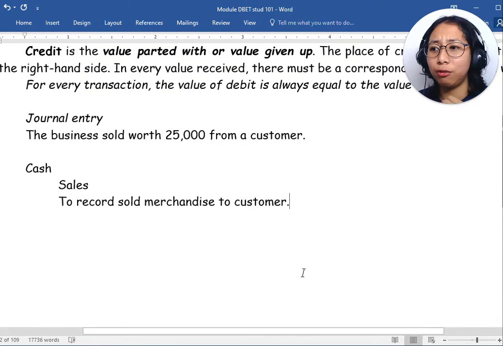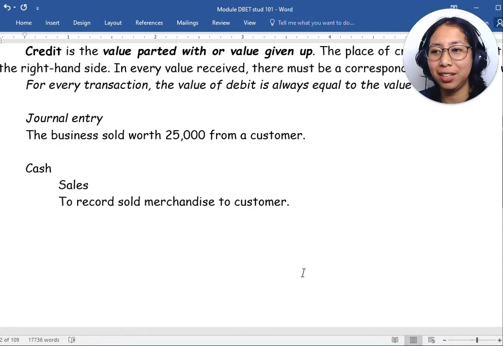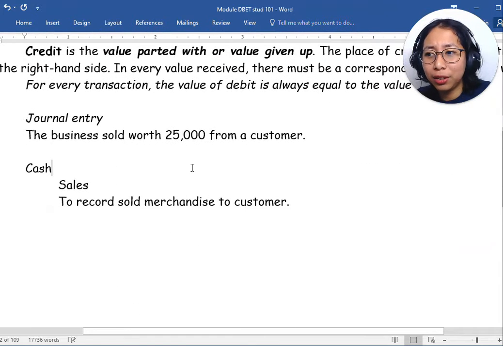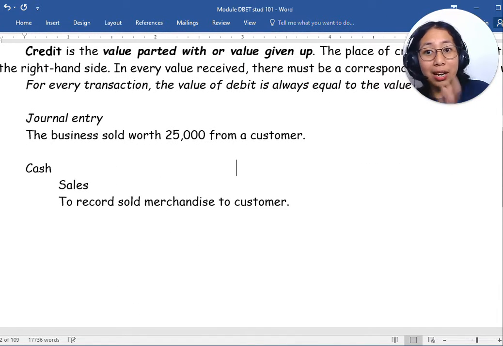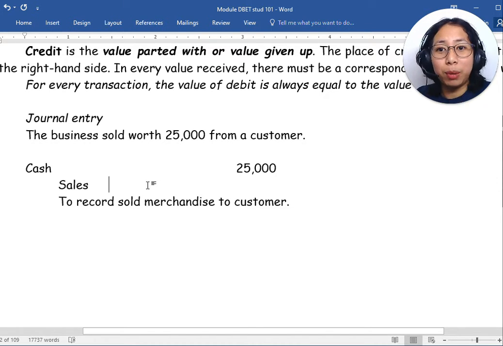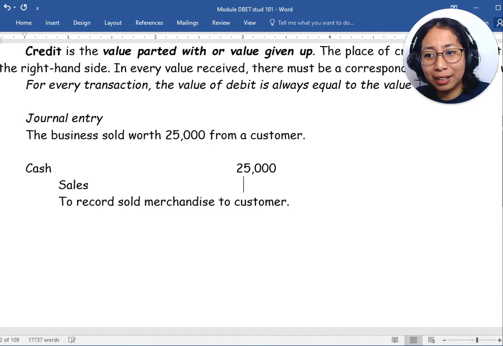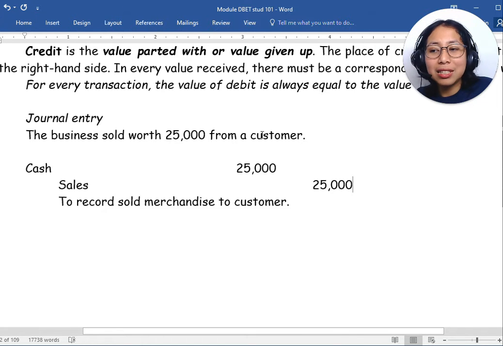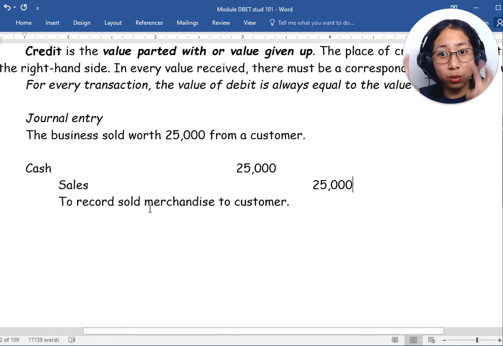Bigyan ko kayo ng example of how we journal entry and how we use debit and credit in a journal entry. So for example, the business sold goods worth 25,000 to a customer. You are going to mentally answer the question, what is the value received? Nung nakabenta ka, ano ang na-receive mo? Diba? It's cash. So, naka-debit si cash. That is 25,000. And then, ano ang value parted with? Ano ang equivalent ng cash na na-receive mo? That is sales. You record 25,000 sales, and then at the bottom of this journal entry, you are going to put a short description starting with the word "to record" to describe this transaction.